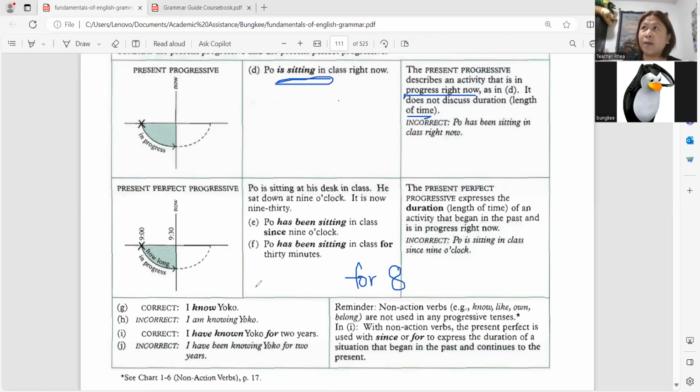So you started, for example, now it's almost 8. You started sitting like 12 o'clock or 1 o'clock in the afternoon. You started sitting since 12 o'clock, and until now you are still sitting. So you are going to express it using the present perfect progressive. I have been sitting for 8 hours. That is the duration, for 8 hours.